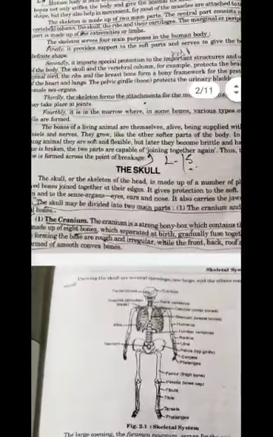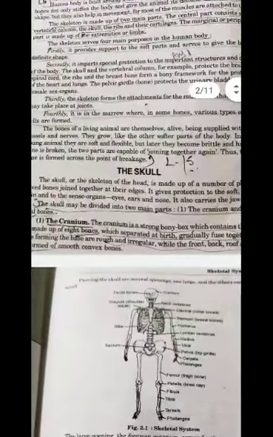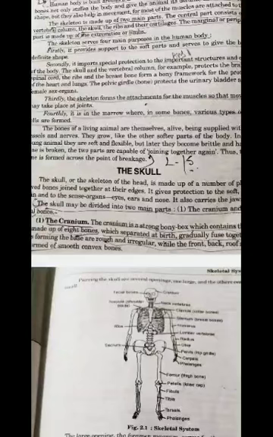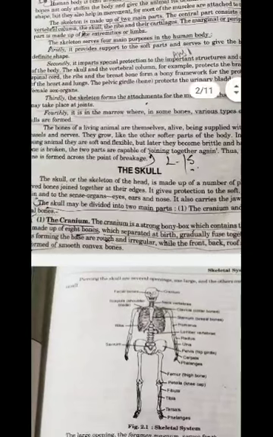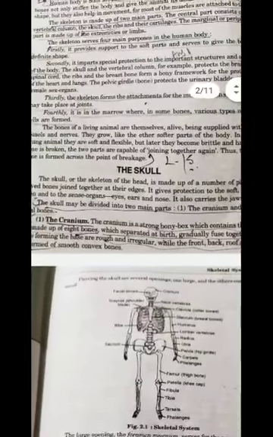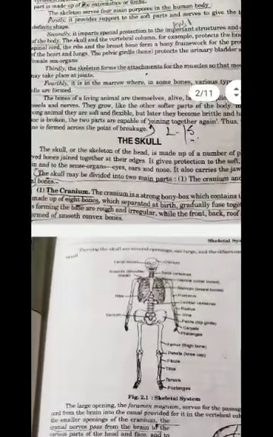Skeletons have four main purposes in the human body. First, they provide support to the soft parts and serve to give the body a definite shape. Secondly, they impart special protection to the important structures and organs of the body. The skull and the vertebral column, for example, protect the brain and spinal cord. The ribs and the breast bone form a bony framework for the protection of the heart and lungs.